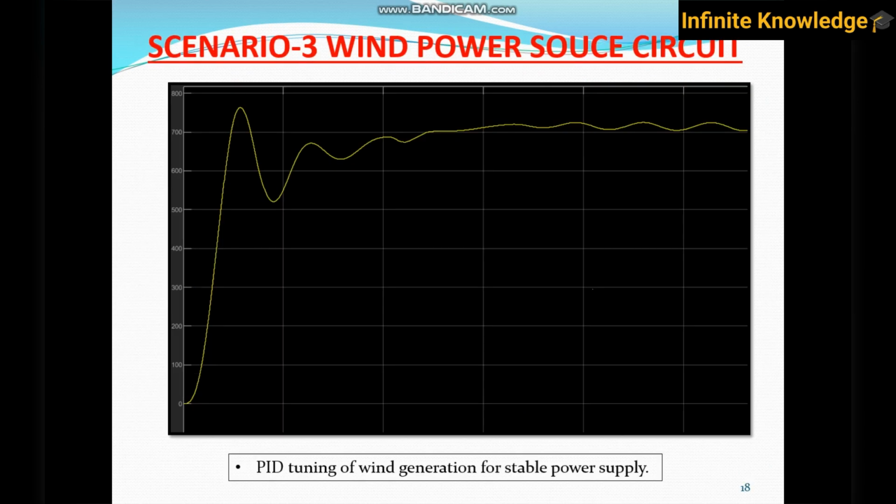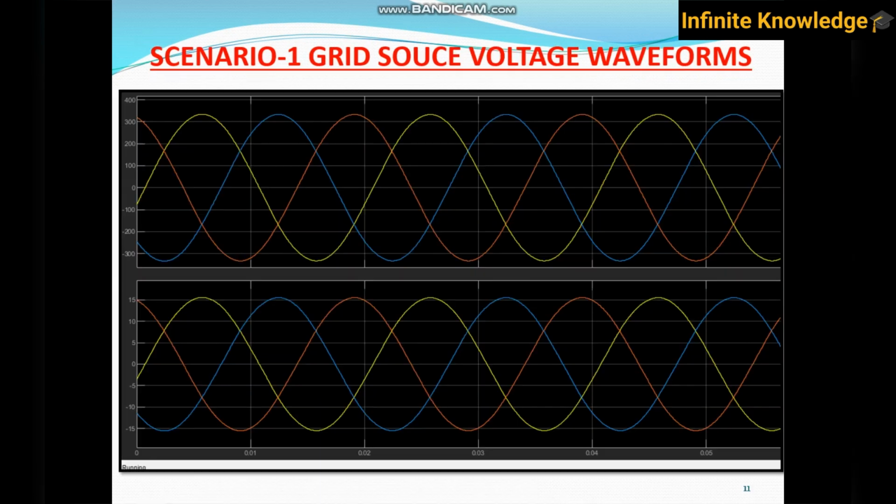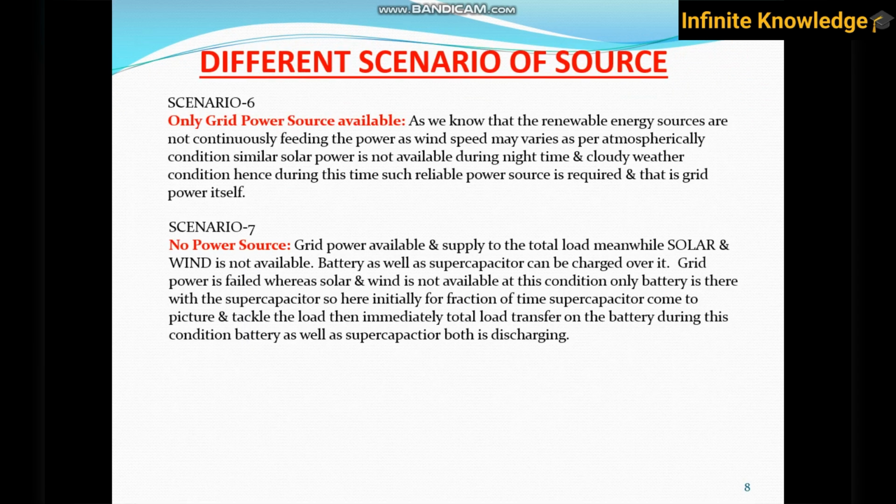This is written in the scenario also. No power source available, seventh scenario. Grid power is available and supplies the total load. Meanwhile, solar and wind are isolated, and the battery as well as the supercapacitor can be charged. What is mentioned here? Grid power is available and solar and wind are not there. So the grid is available, that's why the battery and supercapacitor can be charged from the grid.